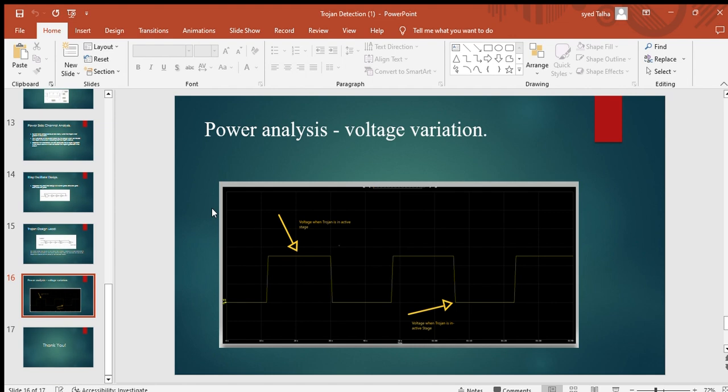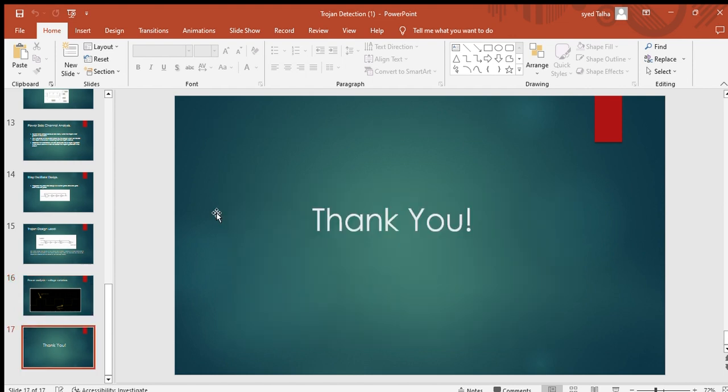And this is the power analysis of voltage variation, where we see that the current and the voltage are high when there is a Trojan in the circuit, and low when there is no Trojan in the circuit. Thank you, and we will be seeing the video demonstration of the logic analyzer and the power analyzer.